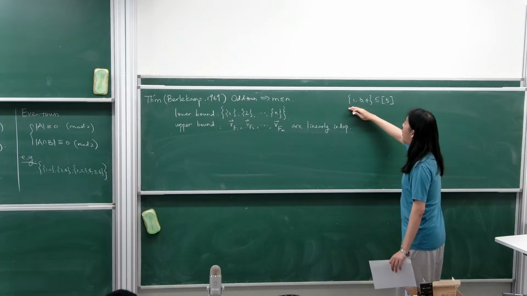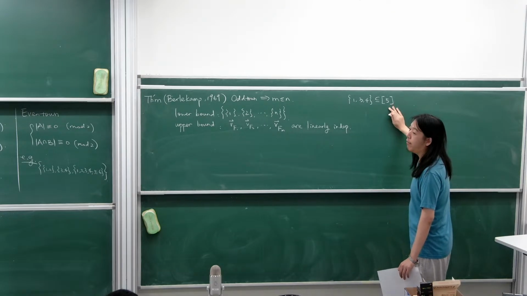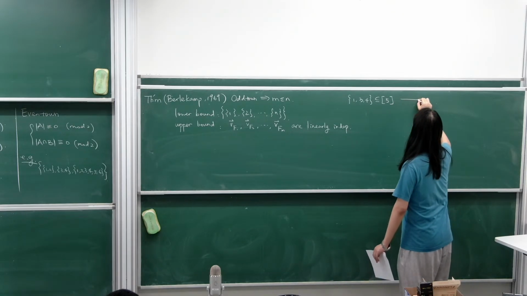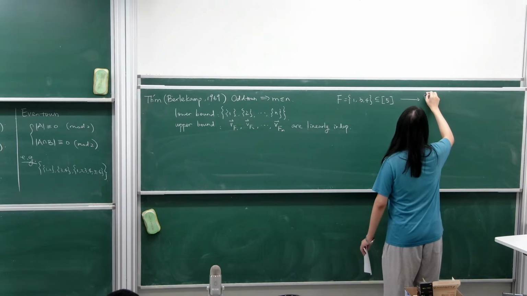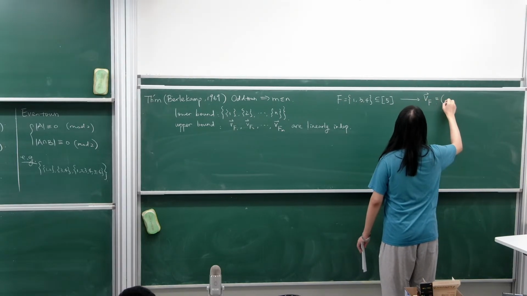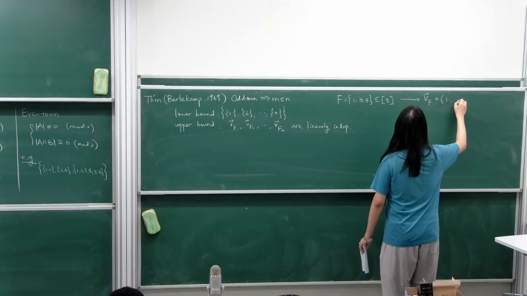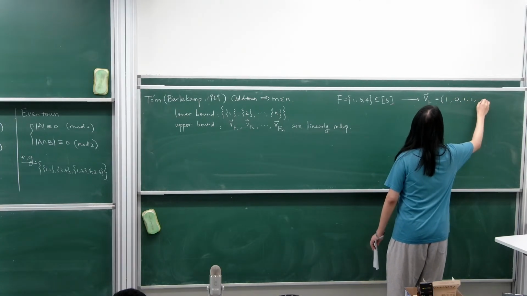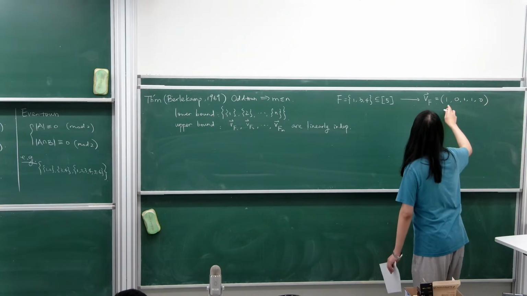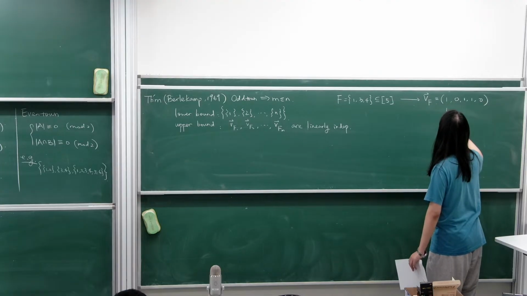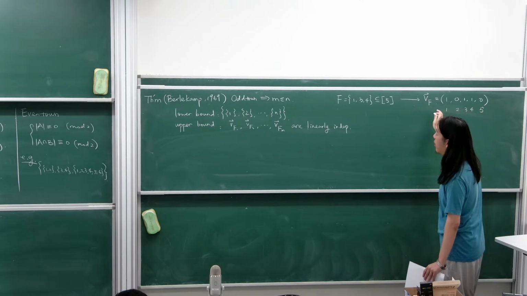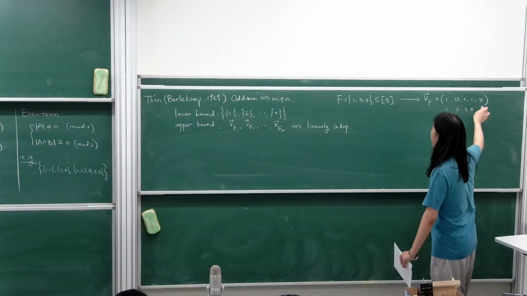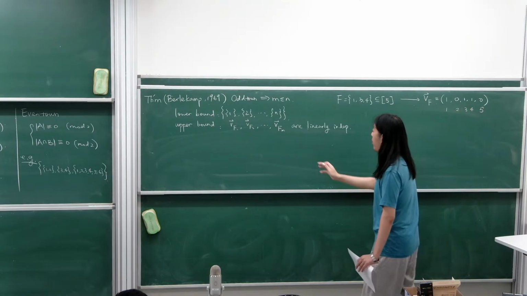So if I have 1, 3, 4 in my ground set 5, then the indicator vector is 1, 0, 1, 1, 0. Because this first one is indicating 1, and they are indicating 1, 2, 3, 4, 5 in this order, and so we have 1, 3, 4. We have this vector.